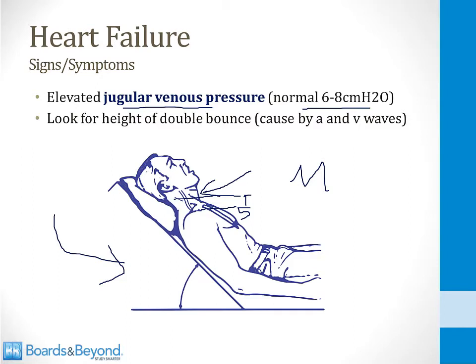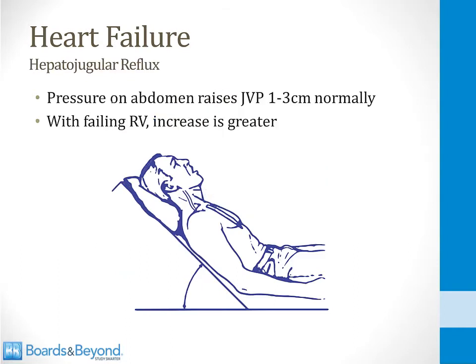Sometimes the double bounce is so high that it can't be seen because it's occurring up inside the skull. Other times it can be just below the earlobes, and sometimes you'll hear people say in the hospital that the patient's earlobes were bouncing. What they mean is the jugular venous pressure was so high that it was near the ears.